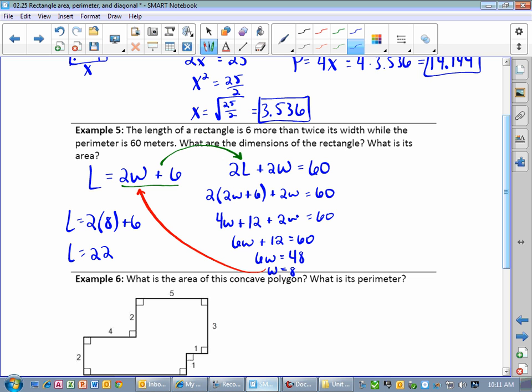So the first question says, what are the dimensions of the rectangle? What does it mean by dimensions? The length and the width. So we've done that. We've got our width is 8. And because we're given units, we want to include units in our answer. So the width is not just 8, it's 8 meters. And the length is 22 meters.